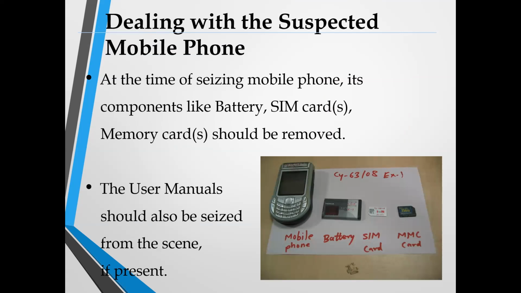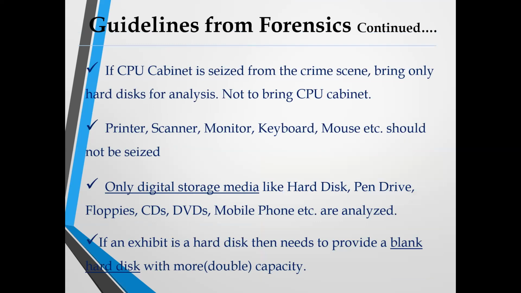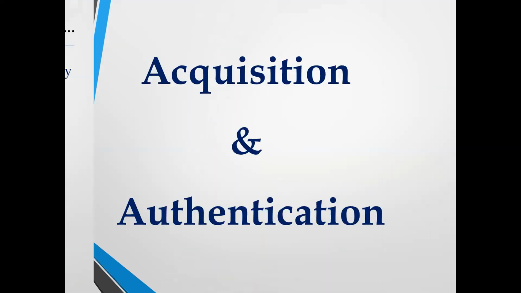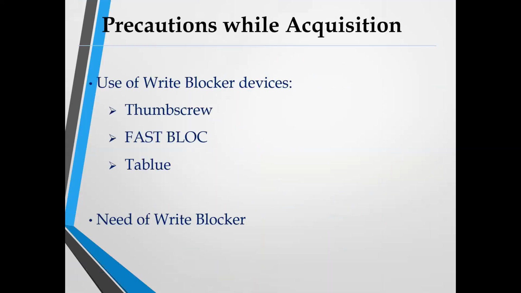All kinds of phones and SIM cards, pick them, open them and label them so that you take photographs showing exactly what you found at the crime scene. You've seen CDs, DVDs, phones. There are so many of them. Keep them. Next is acquisition.